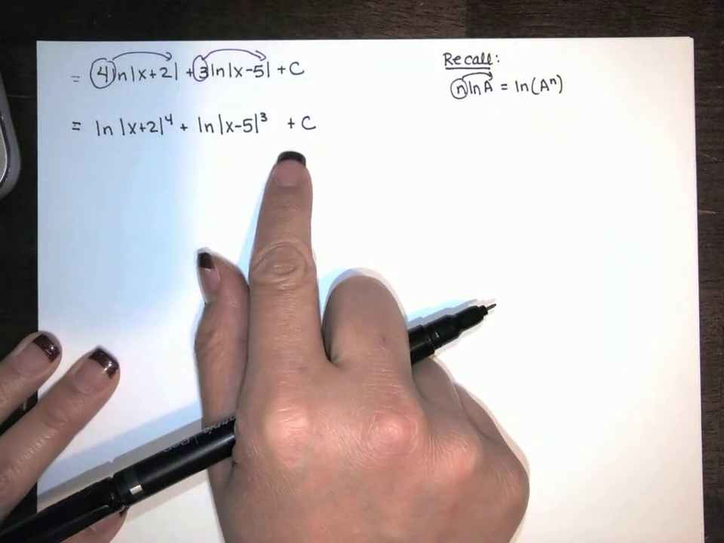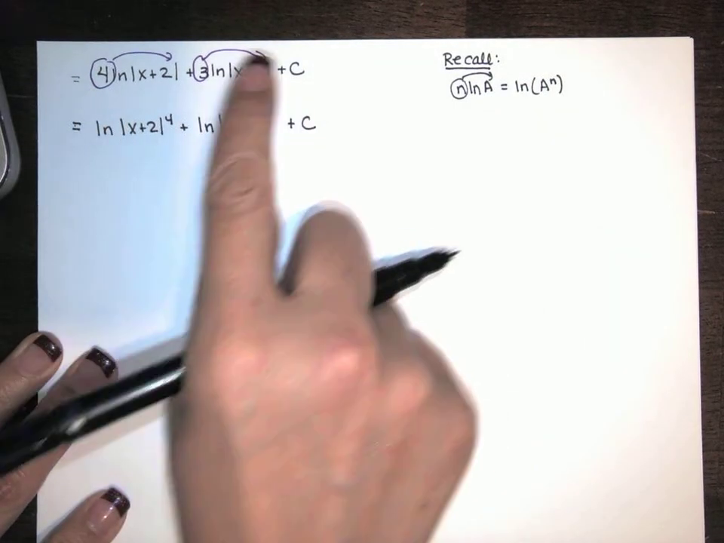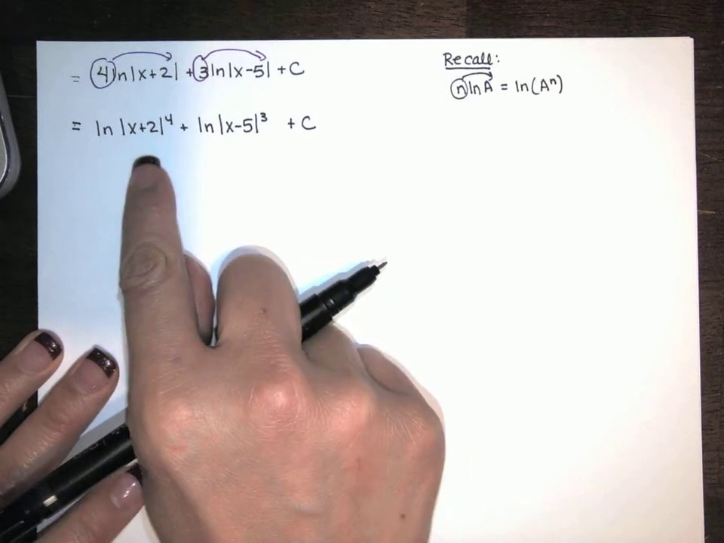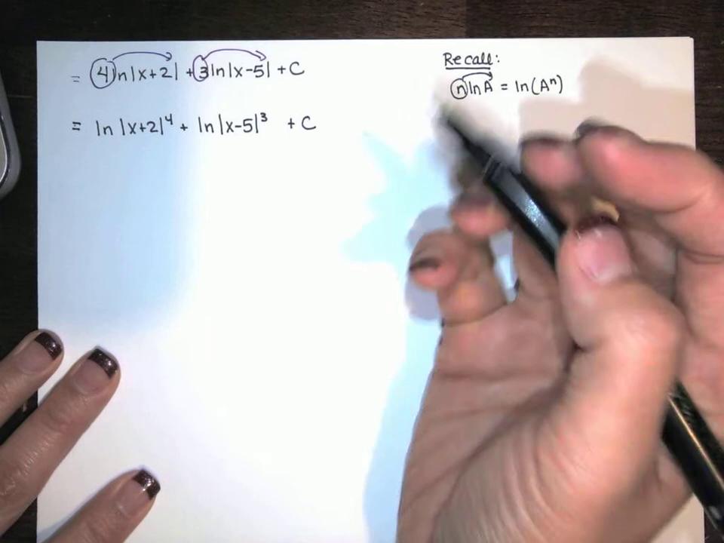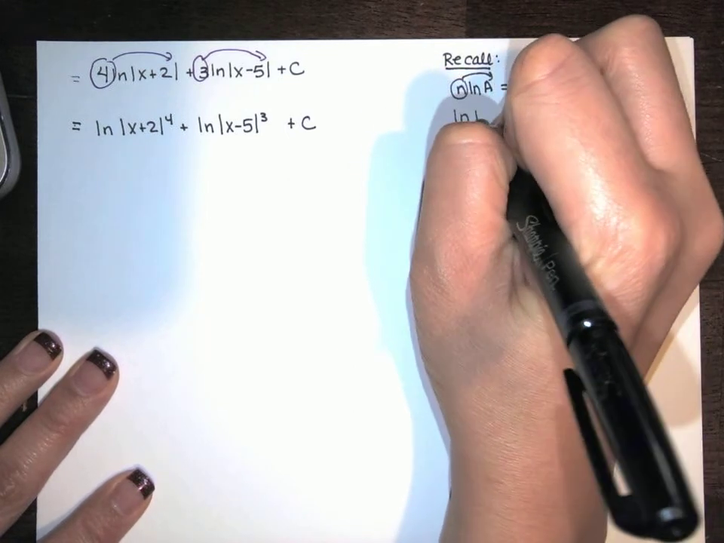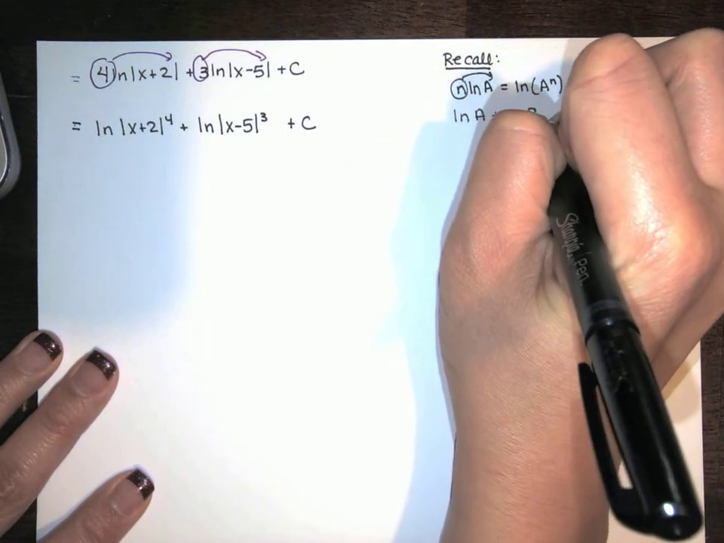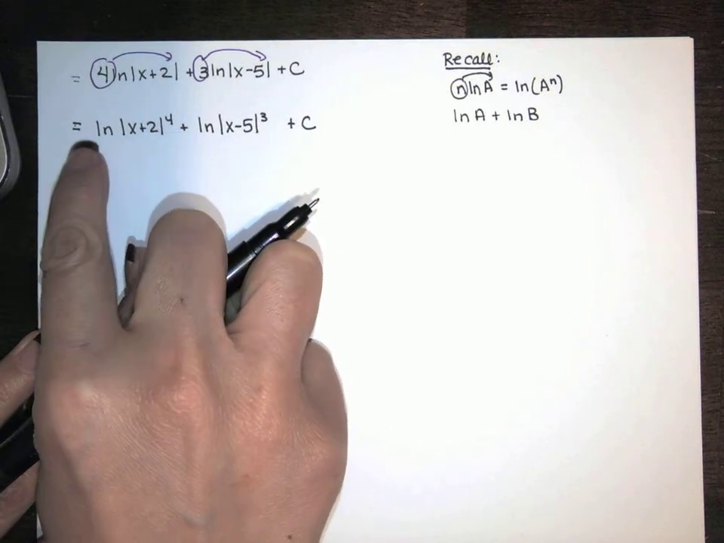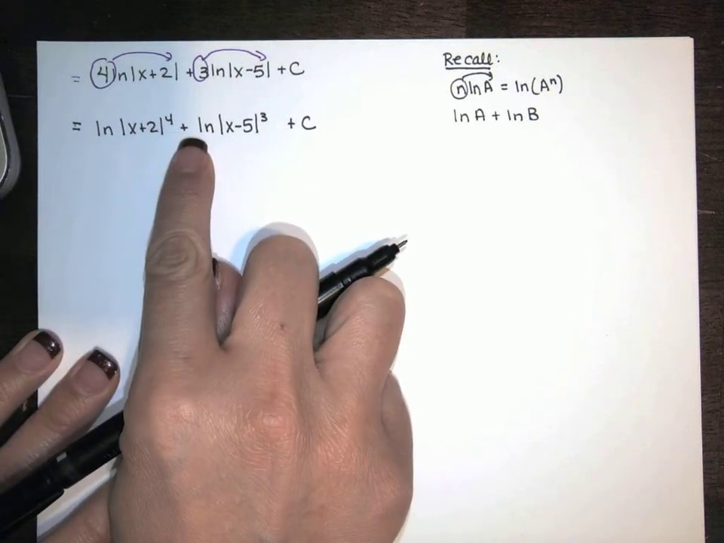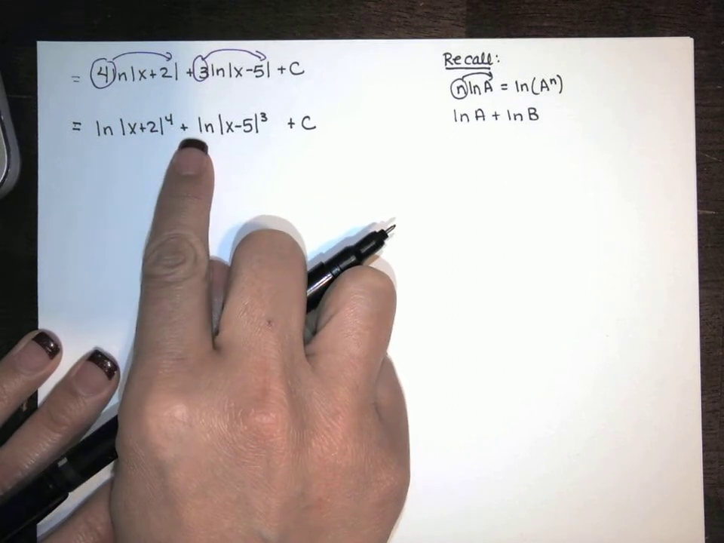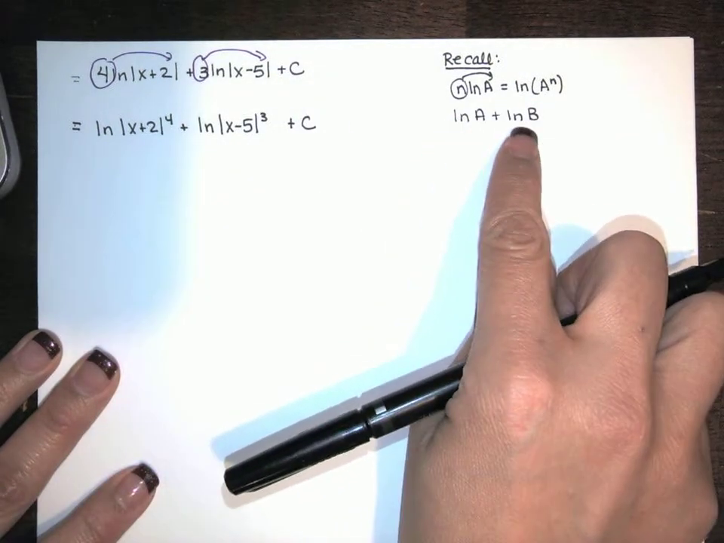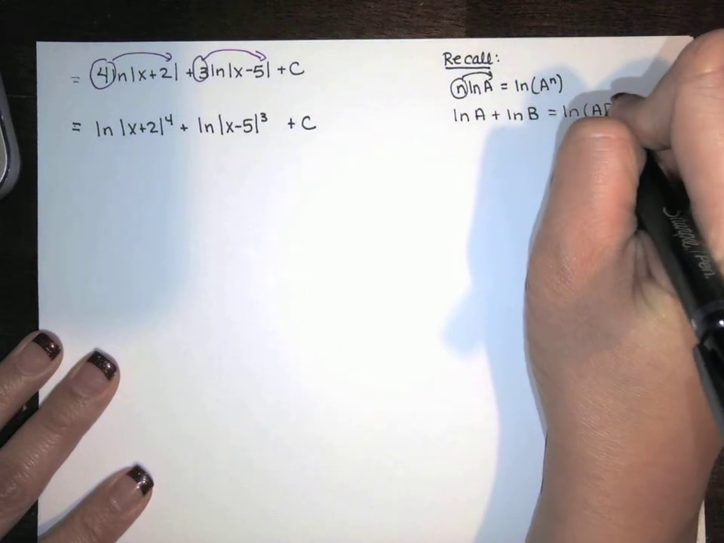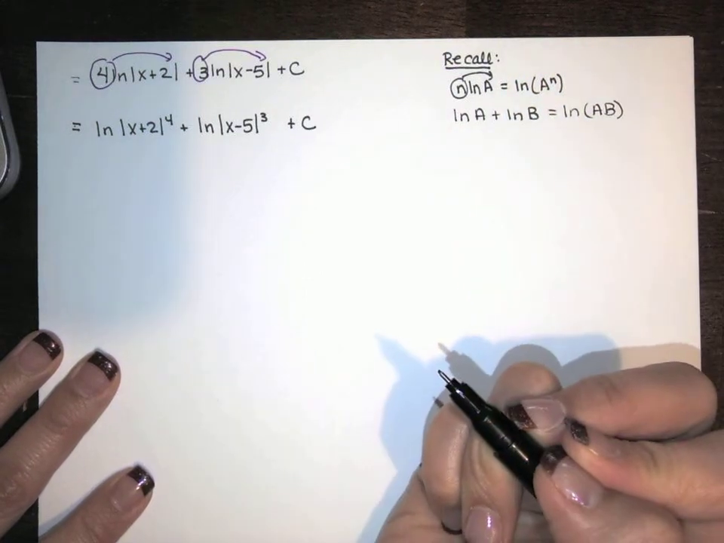Now this is probably not what you see in the back of the book. They probably went even further with this. If I have a sum of 2 logs, so I've got log of something plus log of something else, and there's a coefficient of 1 out front and a coefficient of 1 here, only when there are coefficients of 1, I can add those 2 logs together, and it turns out that I get the log of the product of a times b.